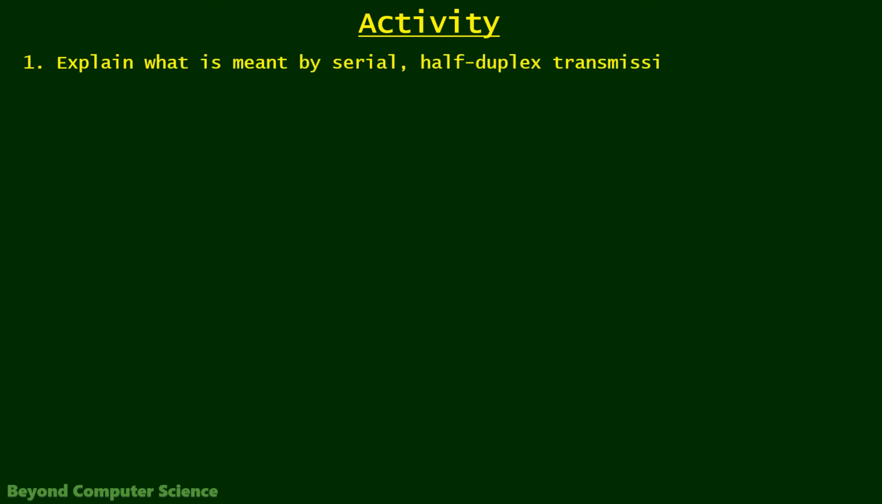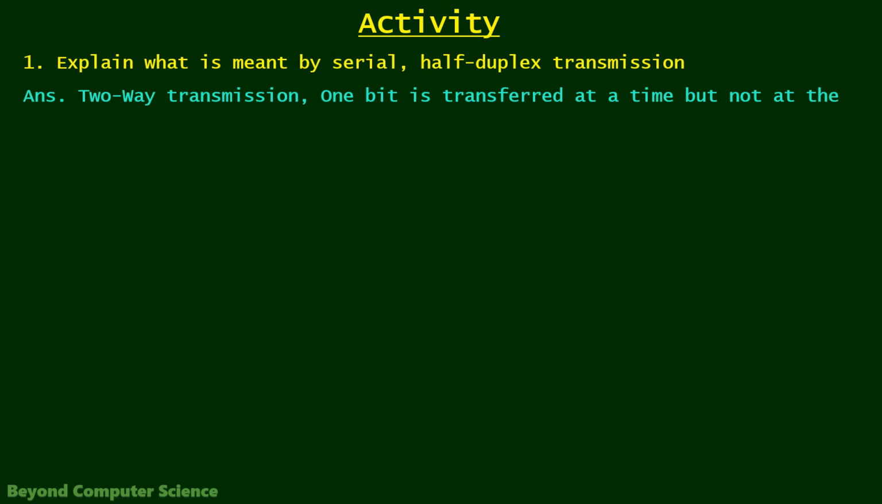Now let's do an activity to understand both the factors properly. The question is: explain what is meant by serial half-duplex transmission. If you have a serial and half-duplex transmission, what would be happening? In serial, we know that one bit is transmitted at a time, and in half-duplex, data can travel two ways, but not at the same time. So this is your answer: two-way transmission, one bit is transferred at a time, but not at the same time.